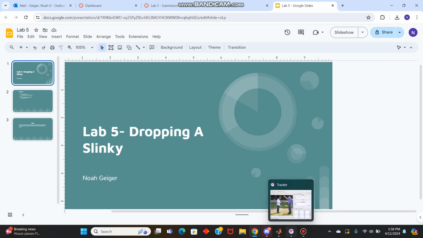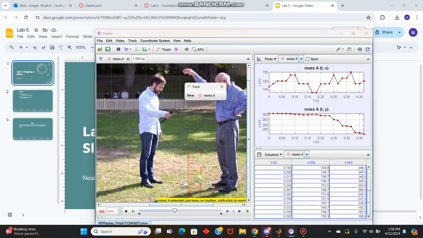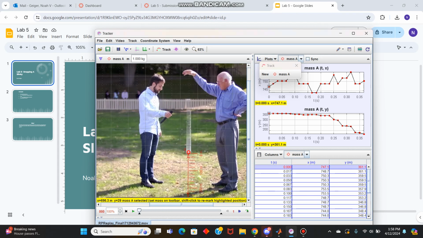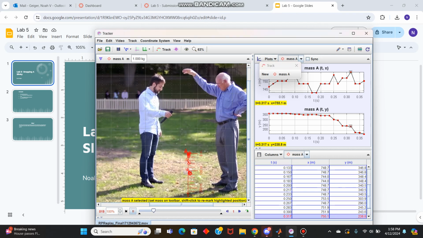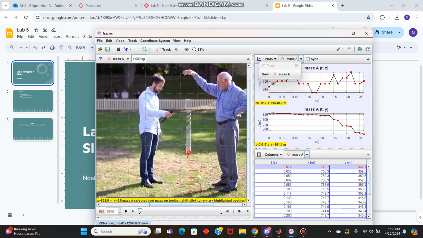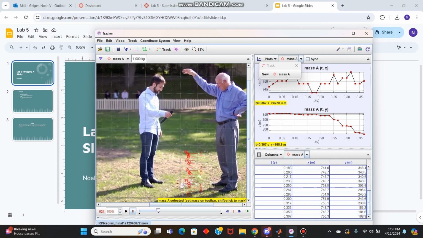I'm going to start off by going to our tracker app. In the video, there's this kind of older dude, and he has a Slinky, and he drops it, and we're going to see what happens when he drops it. Boom. And you kind of see right here, the Slinky stays stationary, or the bottom of the Slinky stays stationary above the ground, almost hovering for about a second or two, and then it just collapses to the ground. So we're going to be investigating why it stays up like that.